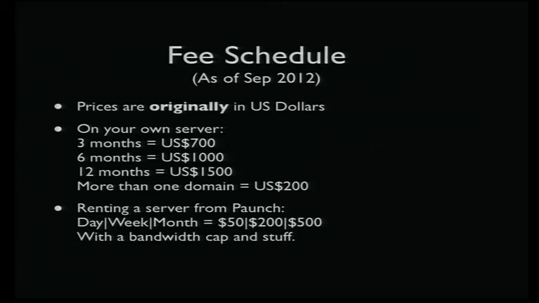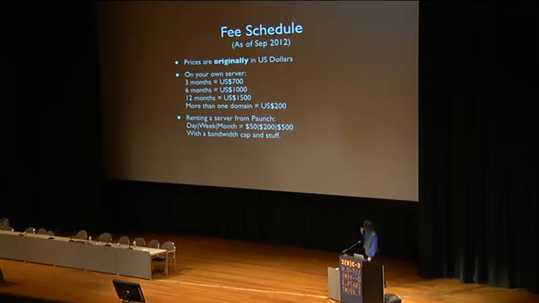This is basically the reasoning. So this is actually still current, really. If you want to purchase this and run it on your own server, these are the prices. They're actually given in US dollars, not in rubles or WebMoney. It's basically like $200 if you have a bunch of domains, and then you have a license for so many months. And then if you wanted to, you can actually rent a box from Paunch for a day or a week or a month or something like that for a bit cheaper. There's a bandwidth cutoff or something.